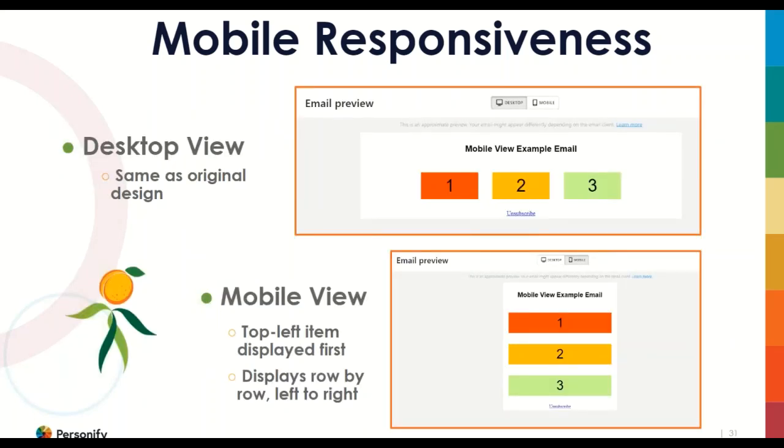You can see in the top, the desktop view, and this is basically how we would have designed it in the email editor itself. And then in the bottom, the mobile view, you can see that the top left item is displayed first, then the next one in the row, then the final one in the row, and then it would go down to the following rows. So this makes a little bit more sense with the following example.